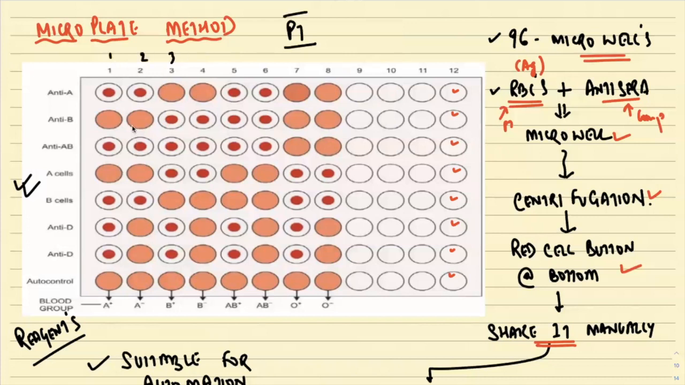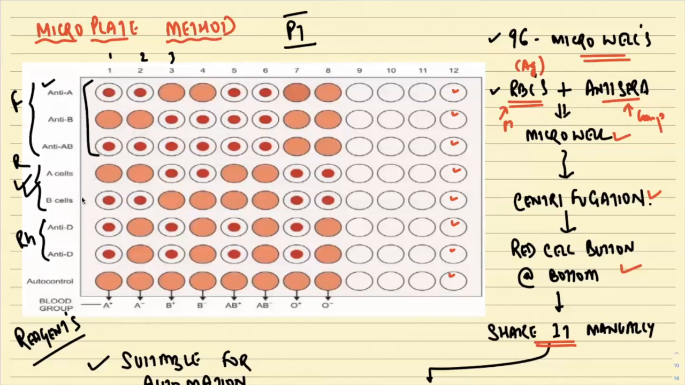For example, patient 1 with anti-A has shown agglutination, so it is A. Anti-B did not show, so it is not B. Anti-AB again shows A. This that we have done is called the forward grouping, and this is the reverse grouping. Then this is the RH grouping, and the auto control came out negative. So this individual is A, RH is positive, so he is A positive.